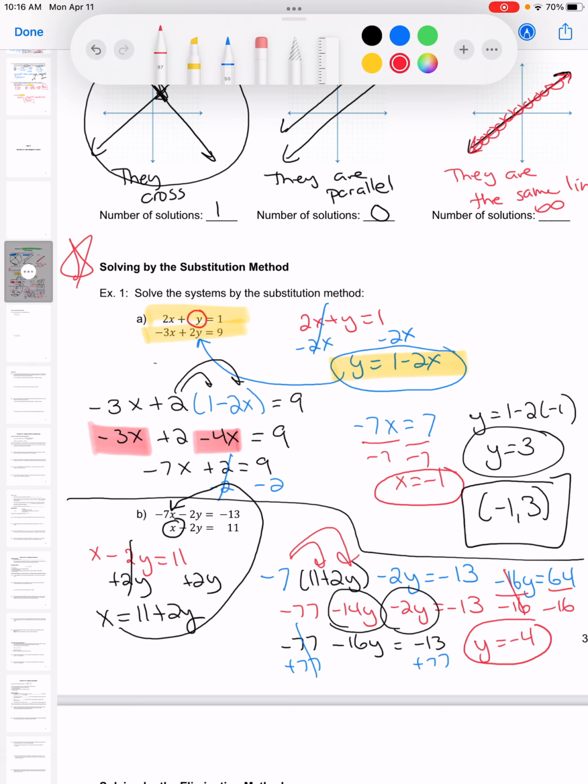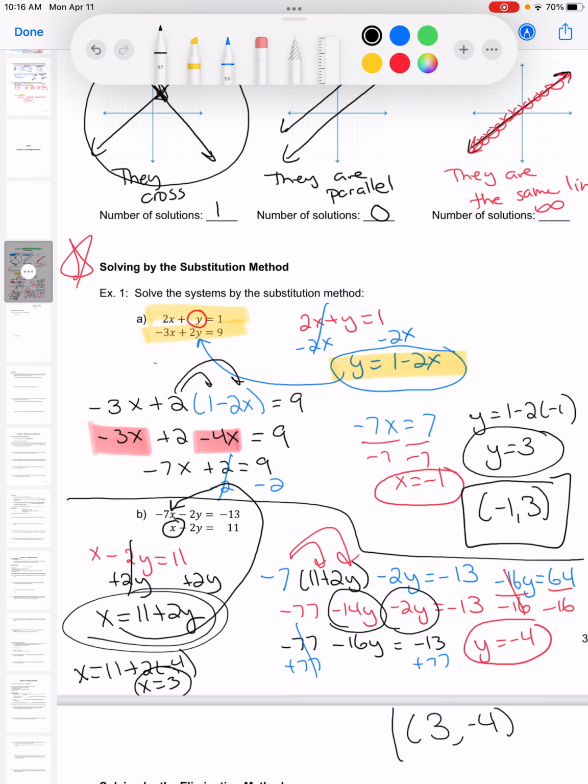Once I find the y, I'm going to plug in for x. I'm going to use the equation I had before. Remember, you can use any of the original ones or that one. I'll plug negative 4 in and type that in my calculator. I'm going to get x is 3. So the final answer I put down here below is going to be the ordered pair 3, negative 4. It's where these two lines cross.